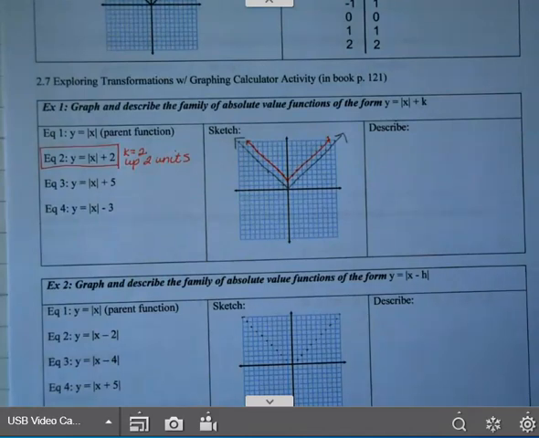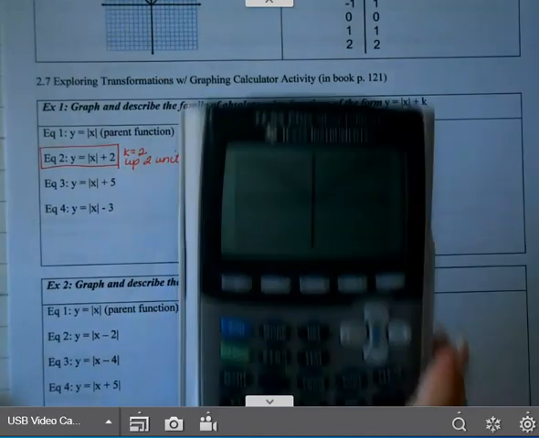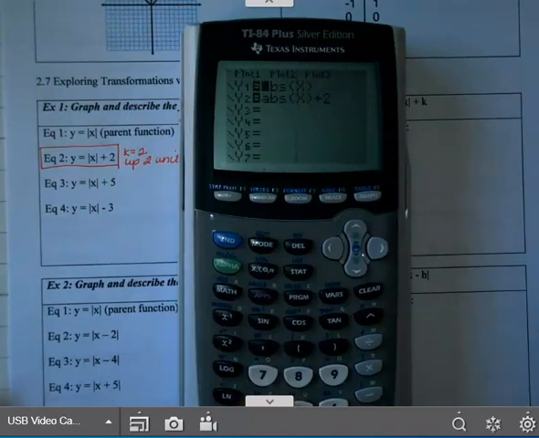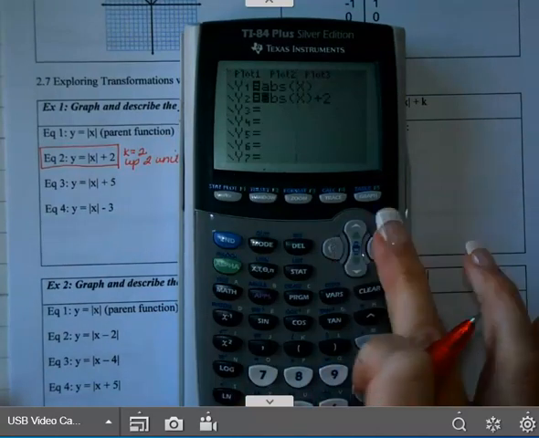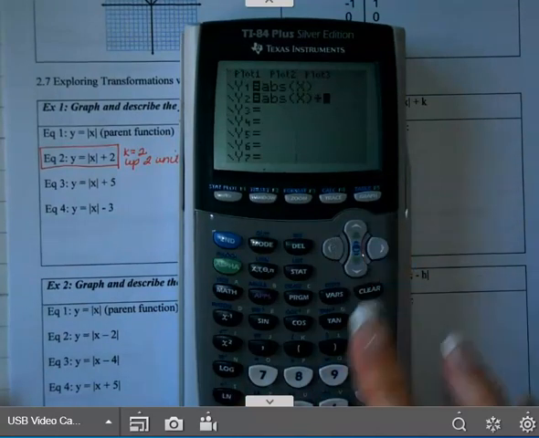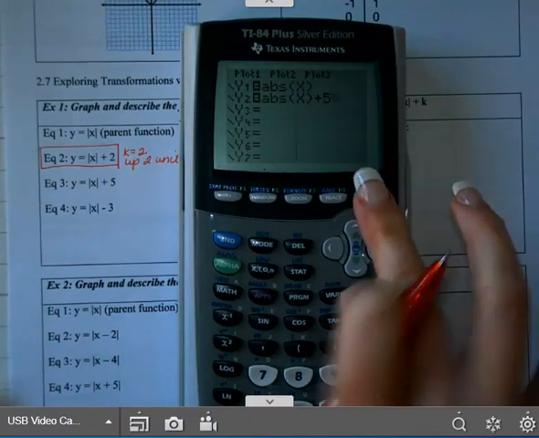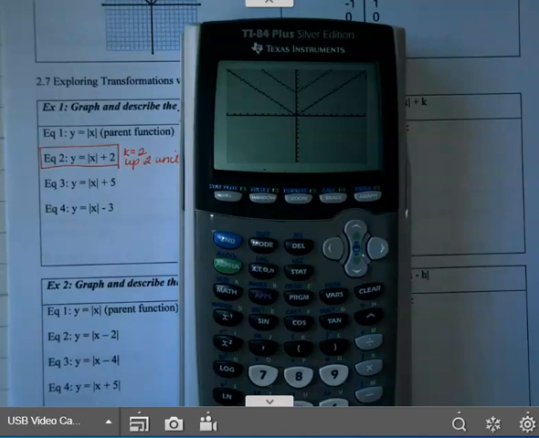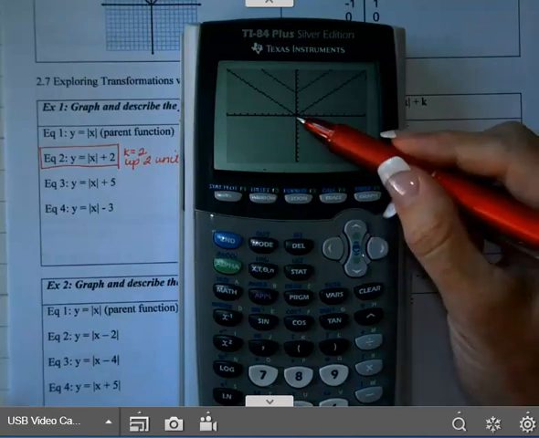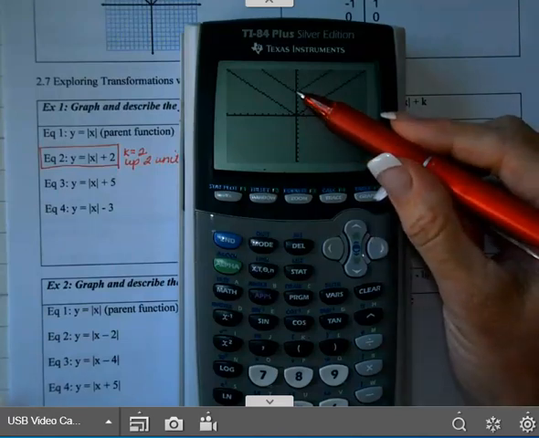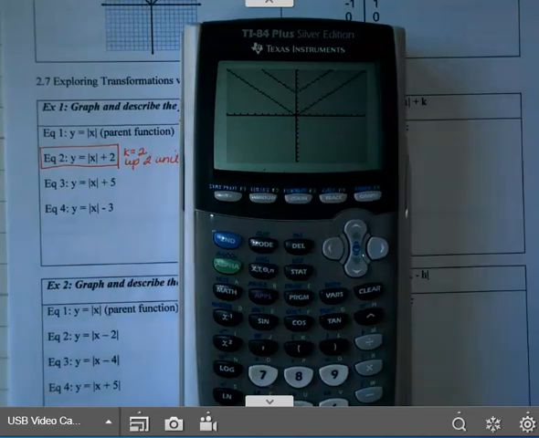Let's go ahead now and change that on our graphing calculator. And I'm going to change that second graph to plus 5. I'm going to graph it and see what happens. Okay, so here's my parent function, and notice my graph just moved up 5 spaces. It didn't change the shape, it just moved every point up from the parent function 5 spaces.